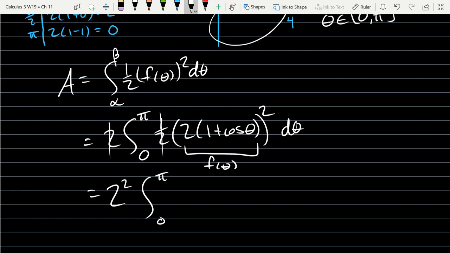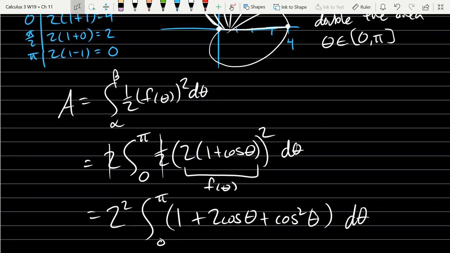Now we square 1 plus cos theta. That's 1 plus 2 cos theta plus cos squared theta d theta. That was our symmetry, our doubling for the symmetry. And then the half was basically in the integral from when we computed what the area integral was.